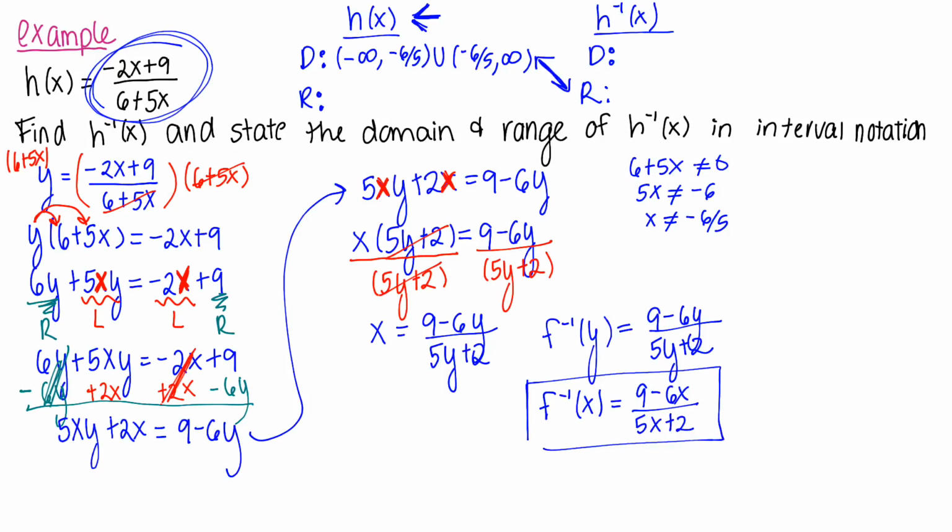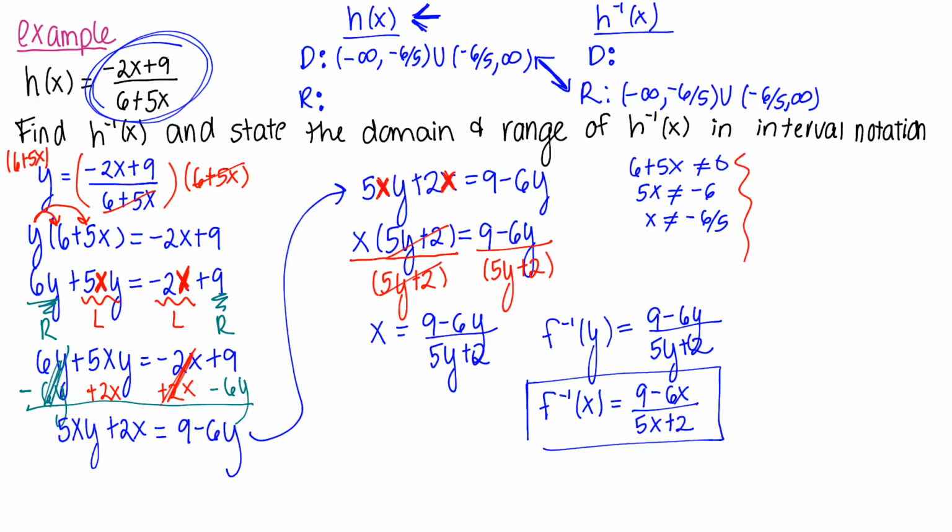So we can fill this in right now. So negative infinity to negative 6/5 union negative 6/5 to infinity. To find the missing stuff, so the range of h of x and the domain of h inverse of x, we just find the domain of h inverse.